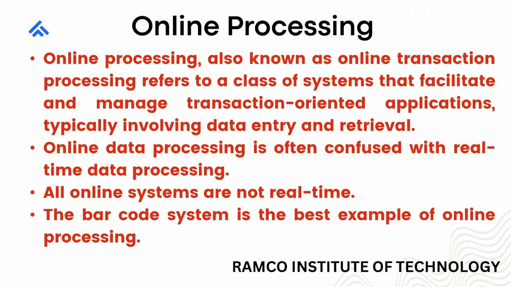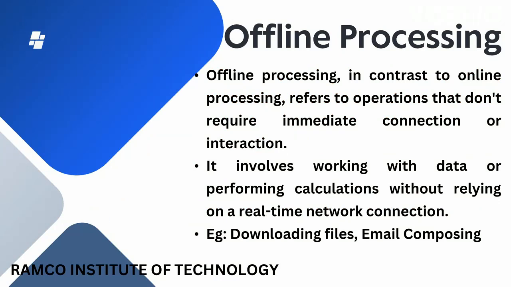Next is offline processing. Offline processing is a contrast to online processing. Offline processing refers to operations that do not require immediate connection or interaction. It involves working with the data or performing calculations without relying on a real-time network connection. Some examples of offline processing include downloading files, email composing, etc.